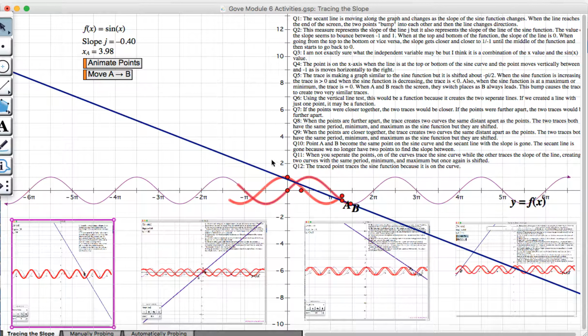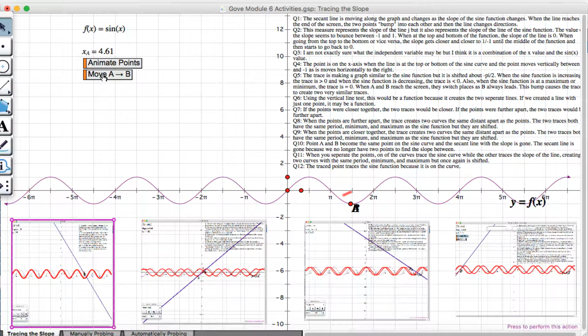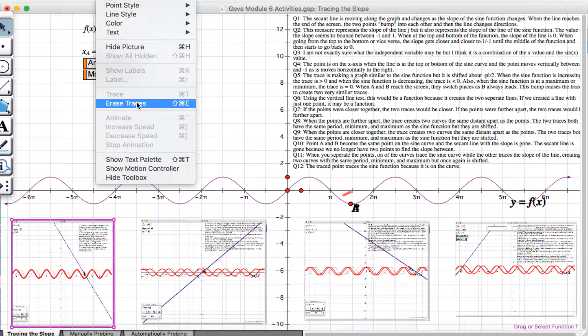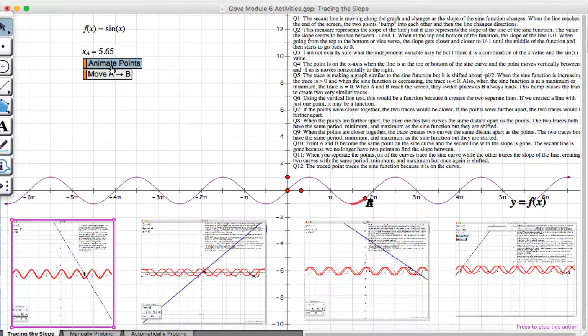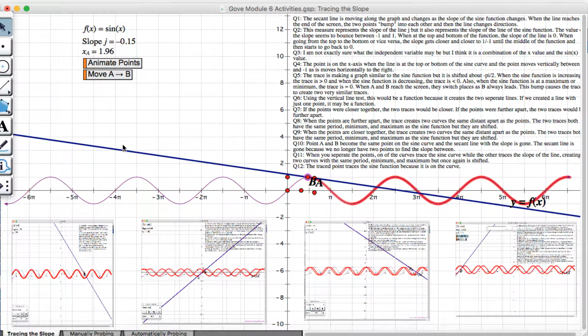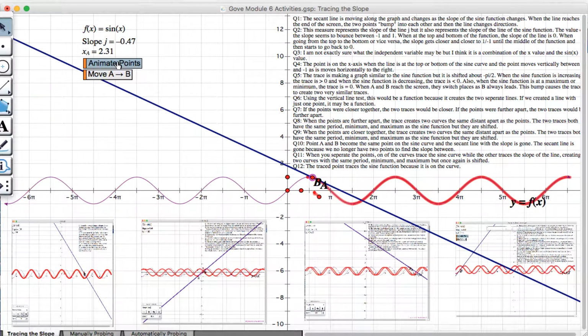But for the last one, when I moved points, let me erase the old traces. Move A to B, and then erase that as well. When I animate mine, no, it was doing it. Is this what I was looking for? Or I think I wanted what I had right in the beginning. But it's creating it, oh, here we go.